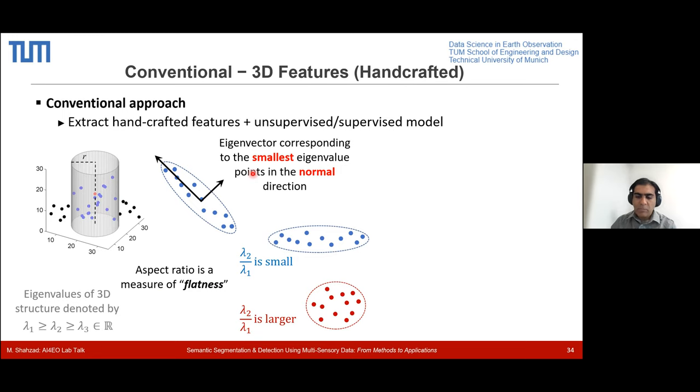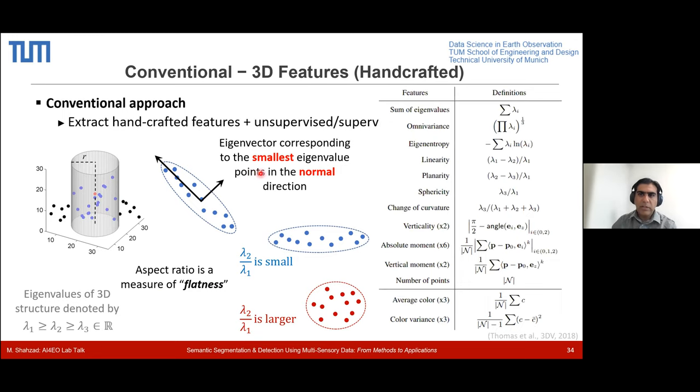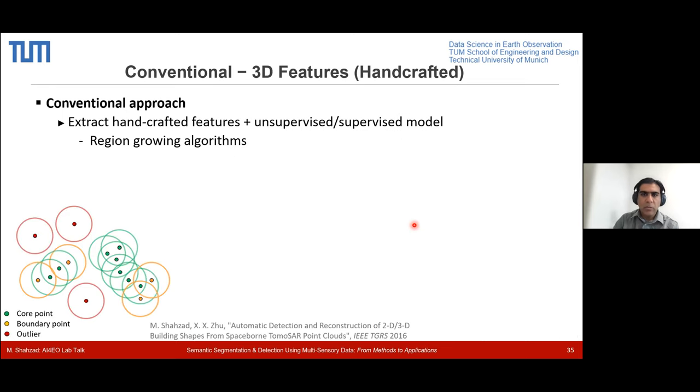There are quite a bunch of features which people have used with these eigenvalues, for example omnivariance, eigenentropy, linearity, planarity, change of curvature, and many others. Then we use these features with any unsupervised or supervised model to train.